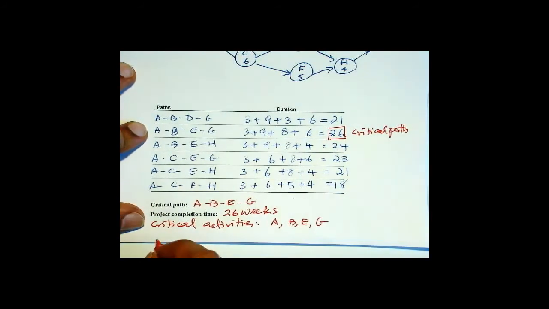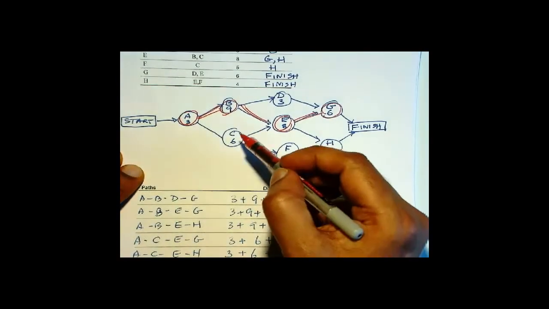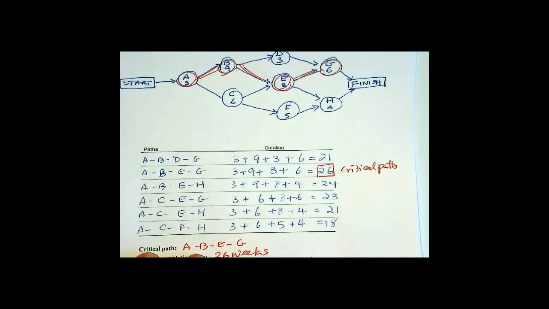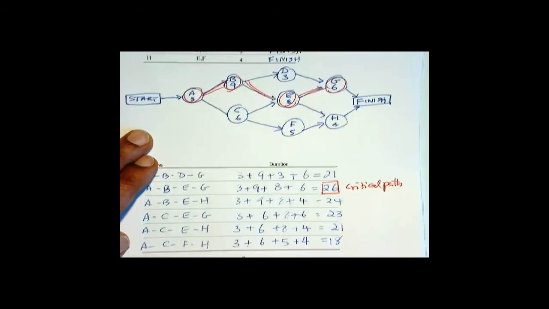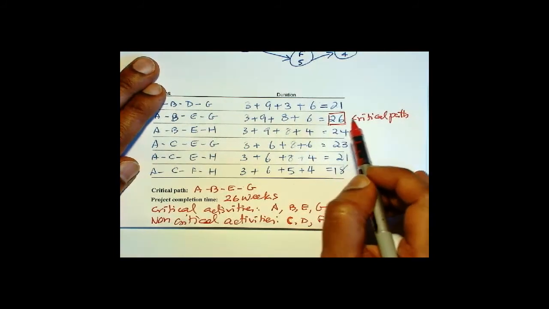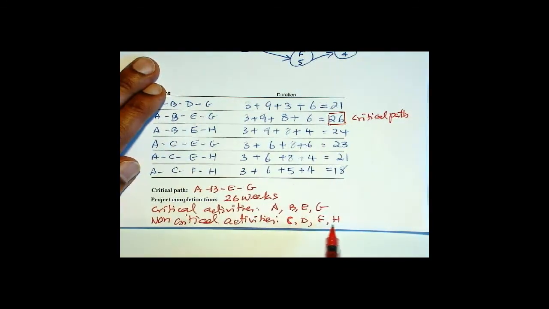So non-critical activities are the remaining ones, like C, D, F, and H. So any delay in these activities, okay, as long as the paths do not extend beyond 26, the project completion time will remain at 26. It will not change. That's the reason why these are non-critical activities.